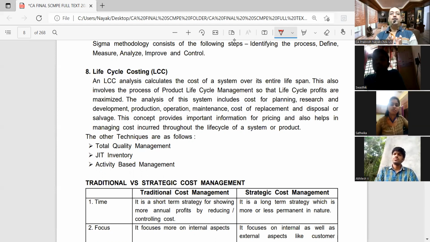See, every product has got a life cycle, product life. Nobody is going to have indefinite product life. You can't sell a product indefinitely for 100 years. Not possible. Right?